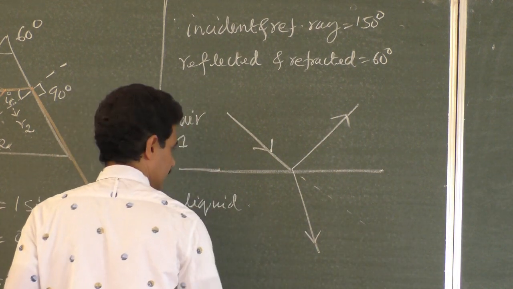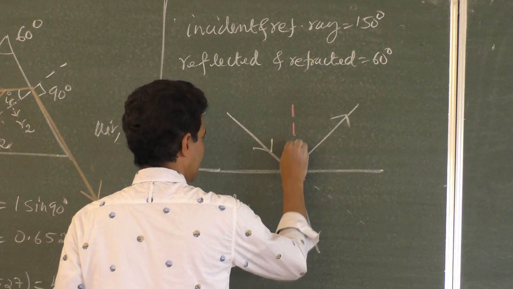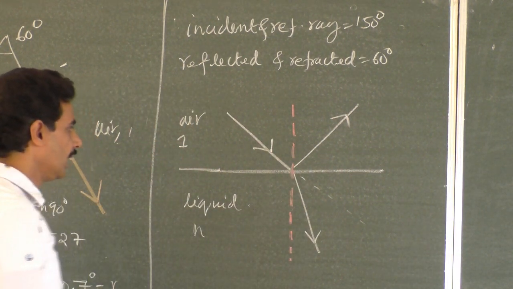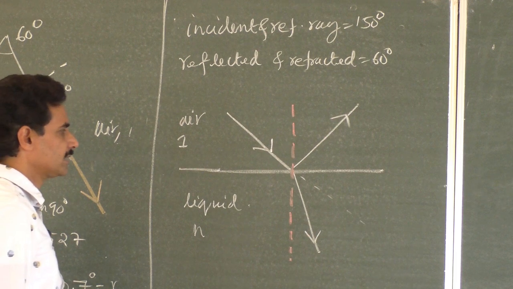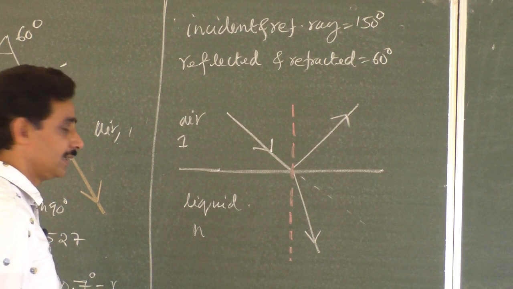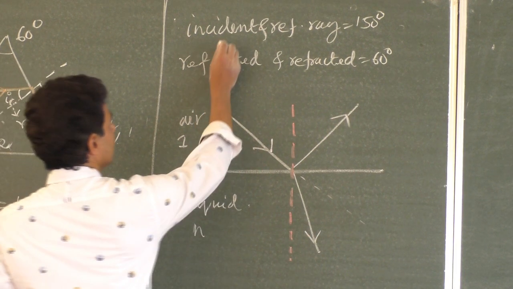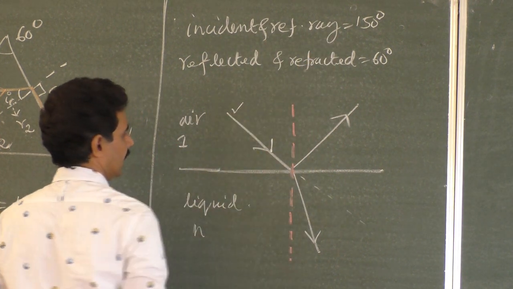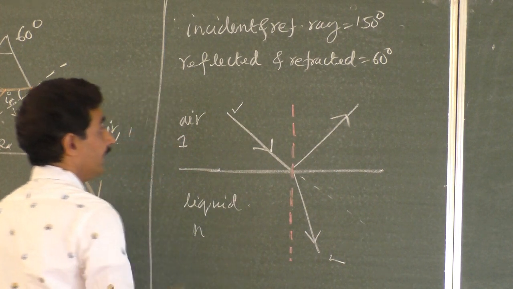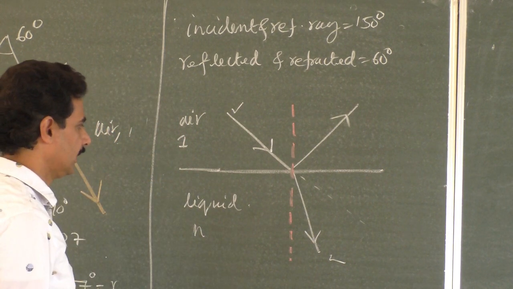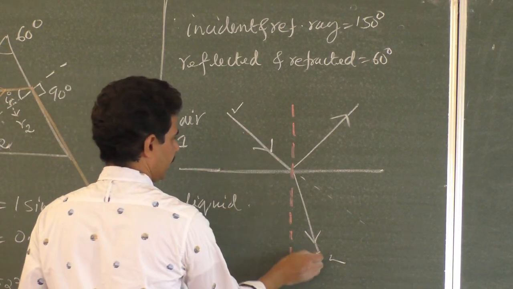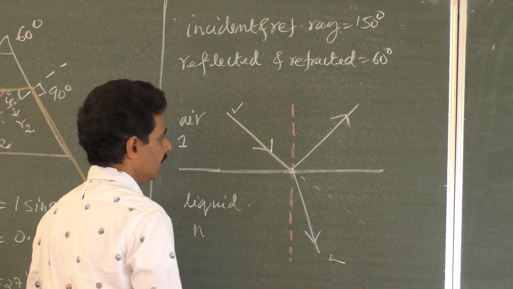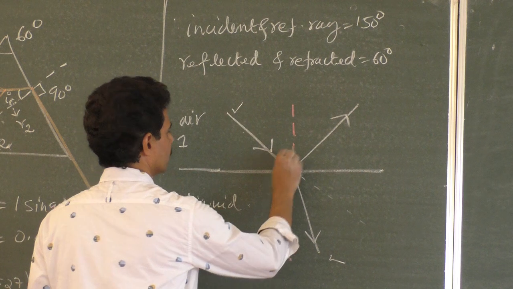Let me draw a normal here. Normal to the surface at the point of incidence, right? So it is like this. Now let me try to put the given angles. Angle between incident ray and refracted ray, that is 150. That is not the angle of incidence. A part of the light gets reflected, part of the light gets refracted. Now, shall I mention this as 150?